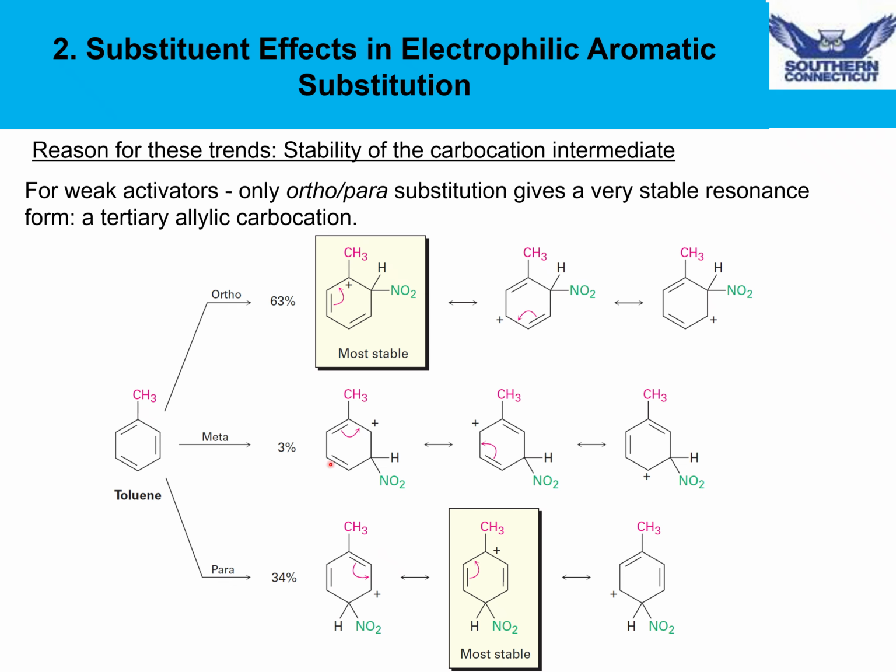When we do meta substitution, which rarely occurs, we never have a resonance structure that has the carbocation directly where the methyl group is. So we don't have a highly stable carbocation intermediate, therefore meta substitution does not occur, or at least not to the same extent as ortho and para substitution.